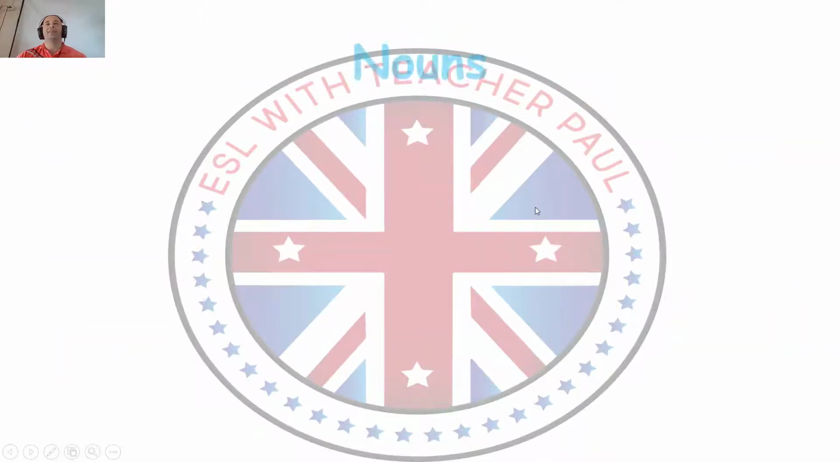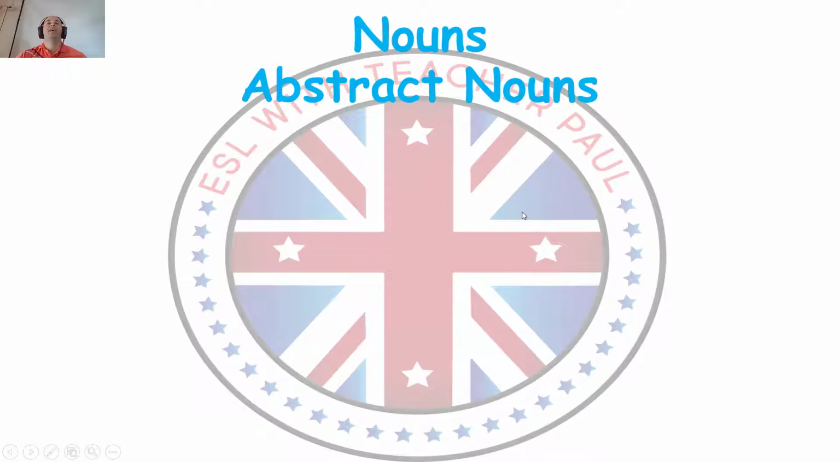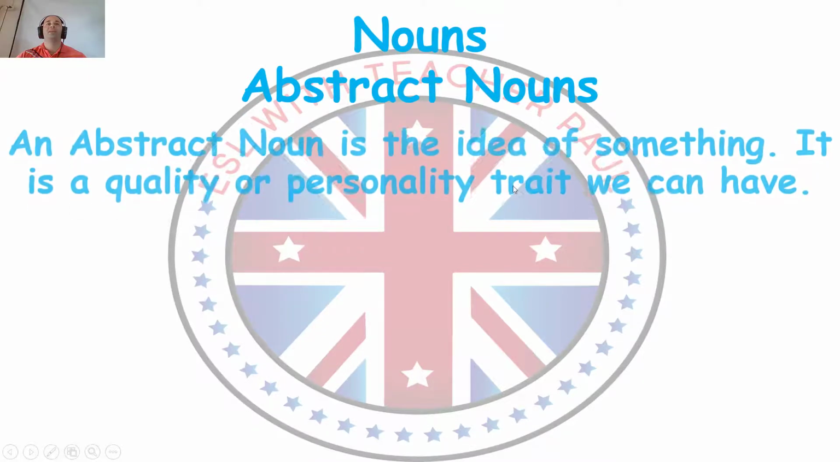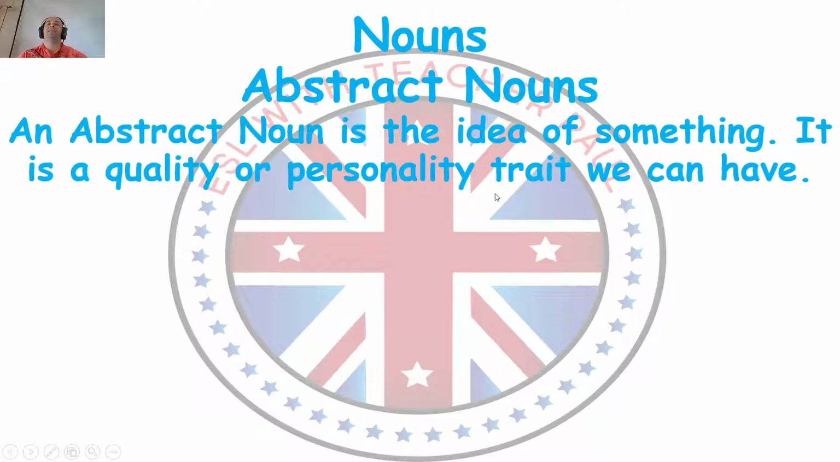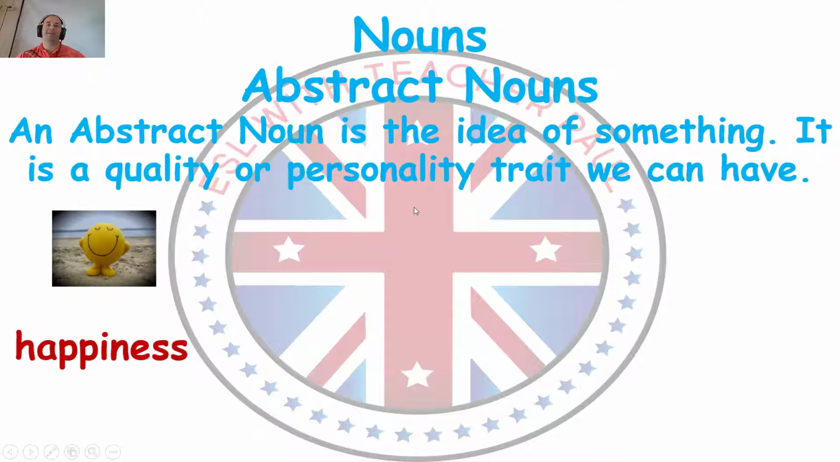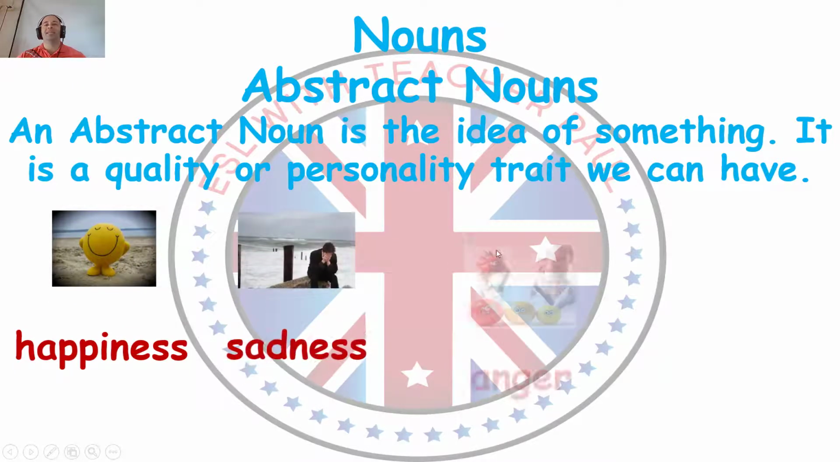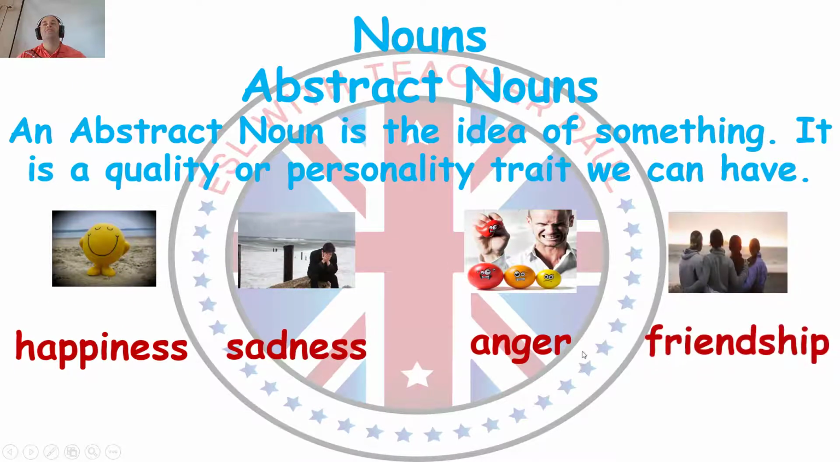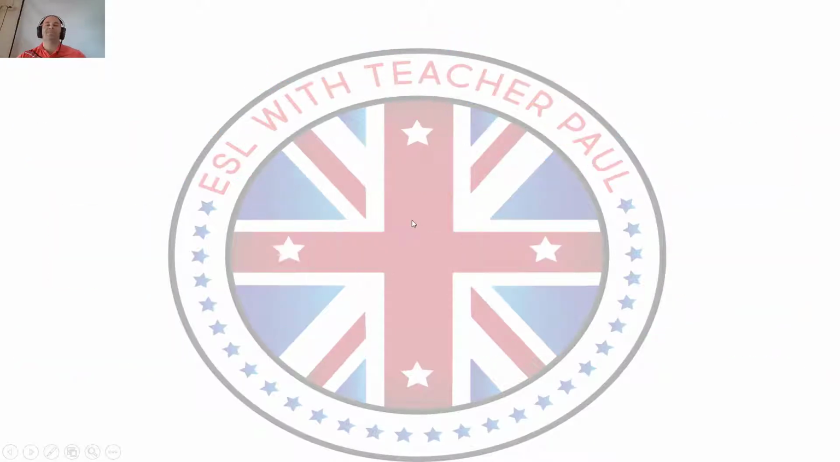Okay, the next kind of noun is abstract. An abstract noun is the idea of something. Again, it's a quality or personality trait that we can have. For example, she has friendliness, she has kindness. I have happiness. Happiness is a good one. Sadness, anger, friendship. These are things that we have. We cannot see or touch them, but we have them. So they are nouns.